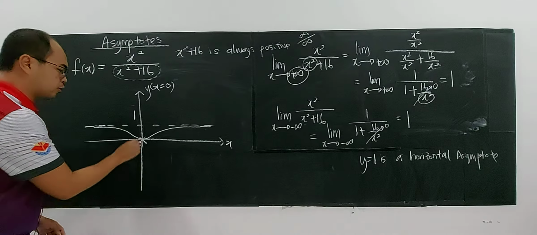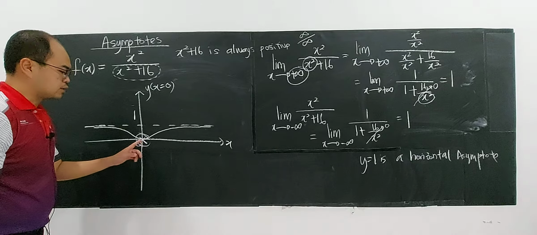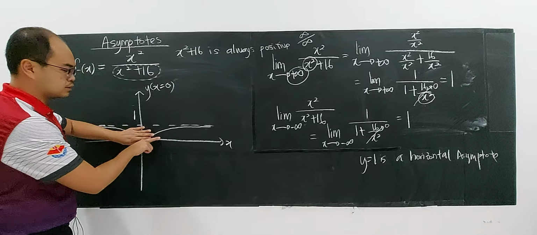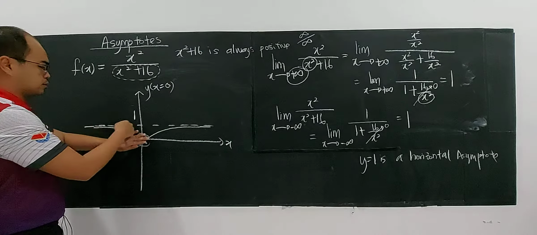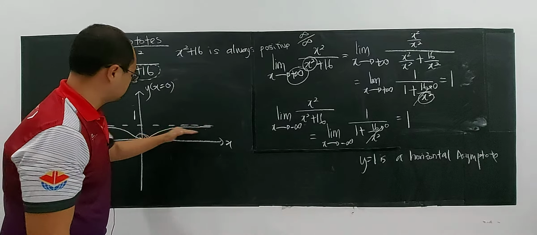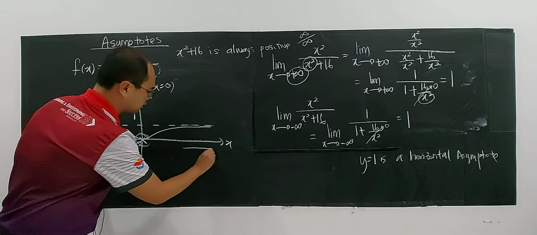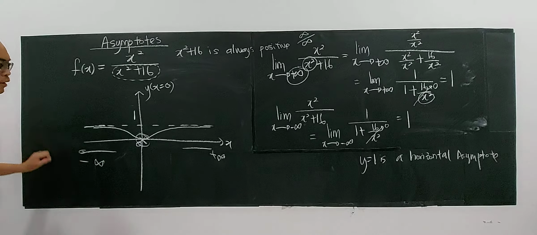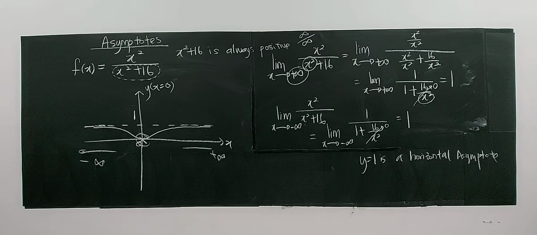I know why there is a point here, because this is a stationary point, which you haven't learned yet. But I just wanted to focus on why it approaches 1 here. Because from the limits, you know the graph approaches 1 from positive infinity and negative infinity. So this will be the curve of this function.